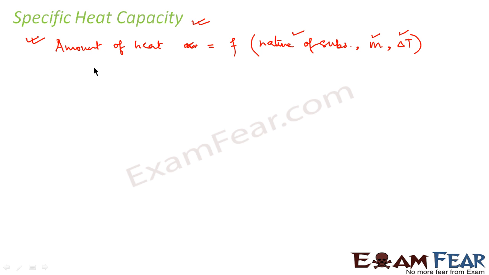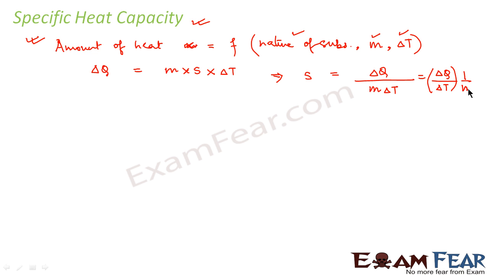Now let us suppose that this amount of heat we denote by delta Q. So this delta Q is a product of the mass of the substance, the nature of the substance, which is determined by the specific heat capacity, let us say S, and delta T. So we say that the specific heat capacity is equal to delta Q divided by M delta T, or we can say delta Q by delta T into 1 by M. So this becomes my specific heat capacity.